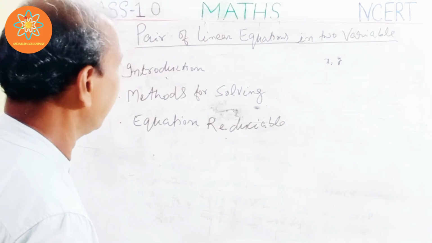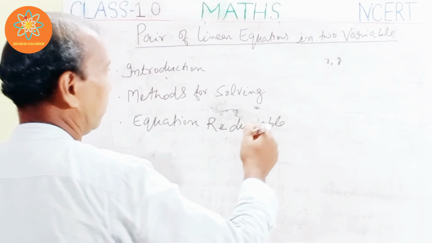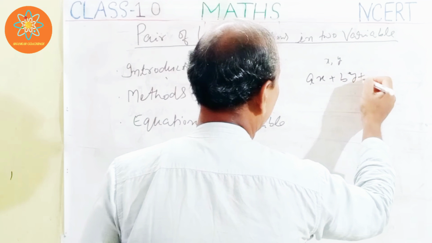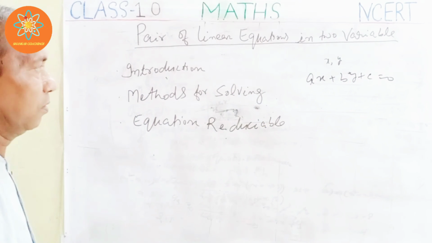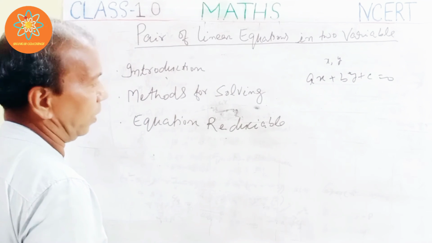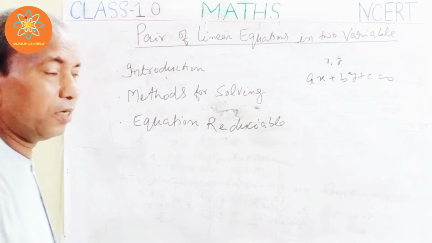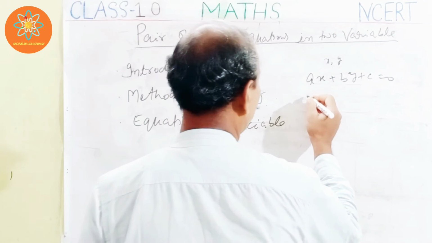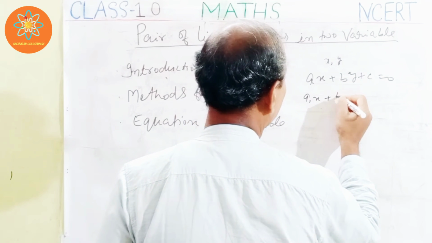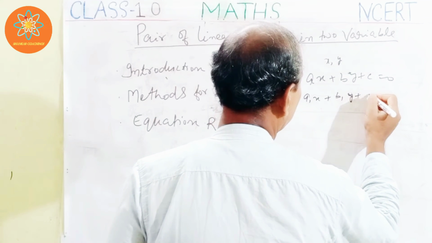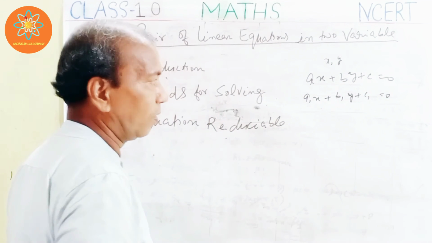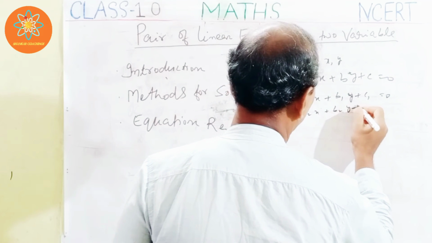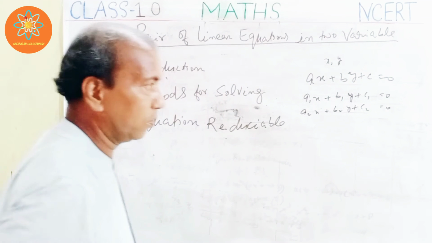If I take the linear equation in two variables, then obviously it will be ax plus by plus c is equal to 0. This is your linear equation in two variables. Since there are 2 variables, I need two equations. So suppose I am writing a1x plus b1y plus c1 is equal to 0, and another equation is a2x plus b2y plus c2 is equal to 0.